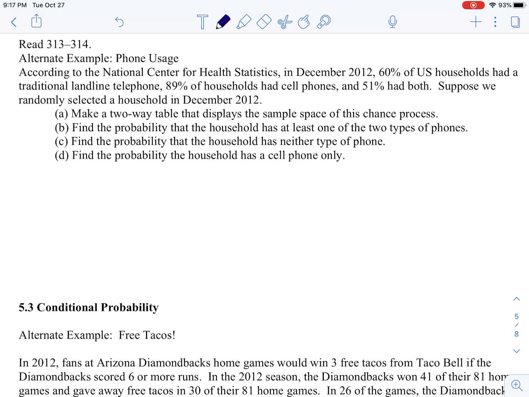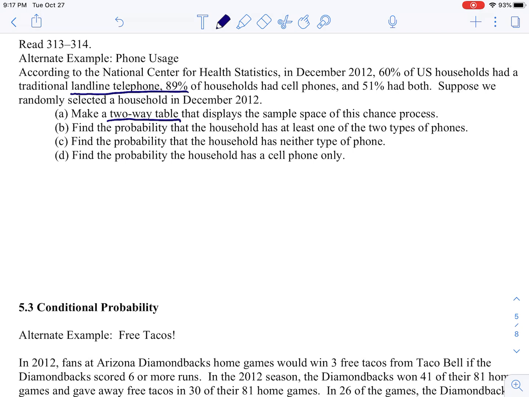It's a typical problem where they give you some statistics of two different variables. One variable is about whether or not people have a landline telephone. So we're going to make a two-way table. We're doing part A here, making a two-way table. A two-way table just means you have two variables.